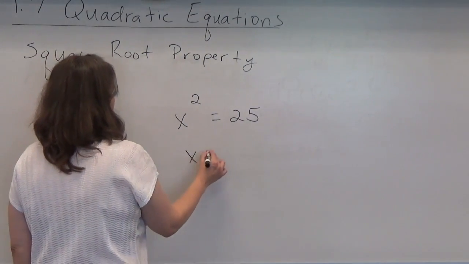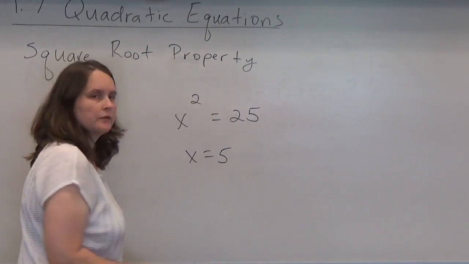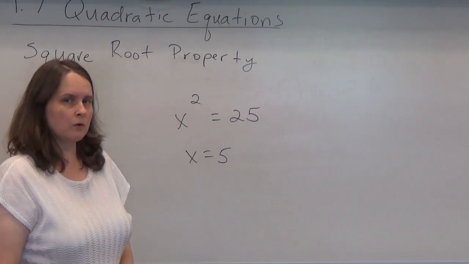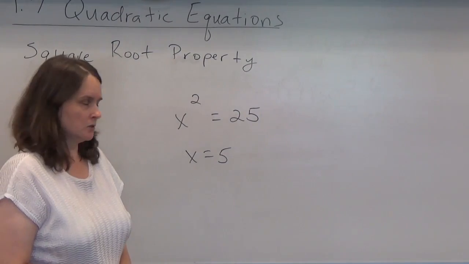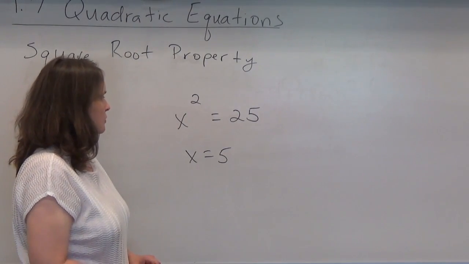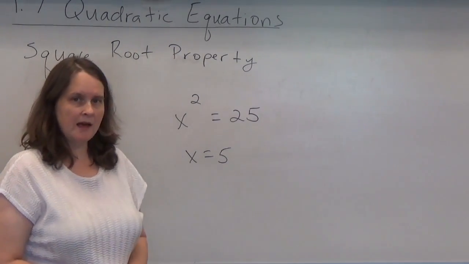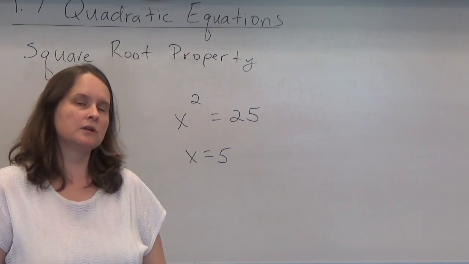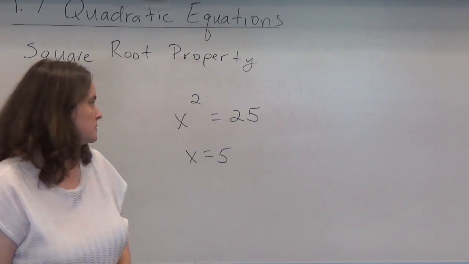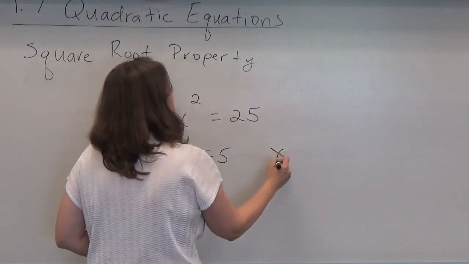So x equals positive 5. Is there anything else? Think about it for a moment. Pause if you need to before I give you the answer. If you think about it, you could also put in negative 5, because negative 5 times negative 5 also gives you positive 25. So you've got two answers.